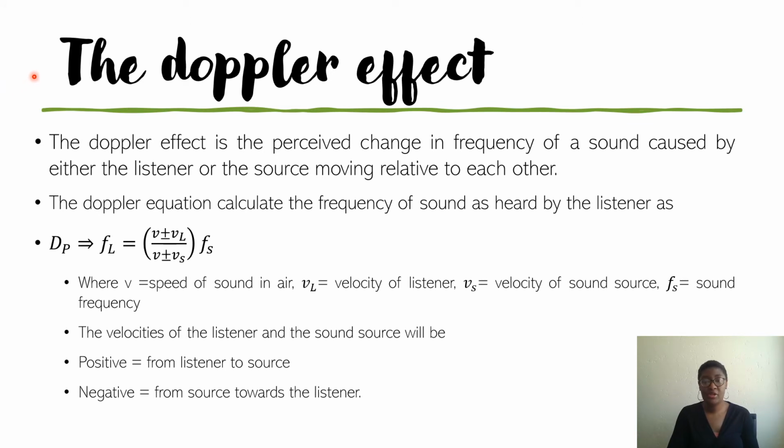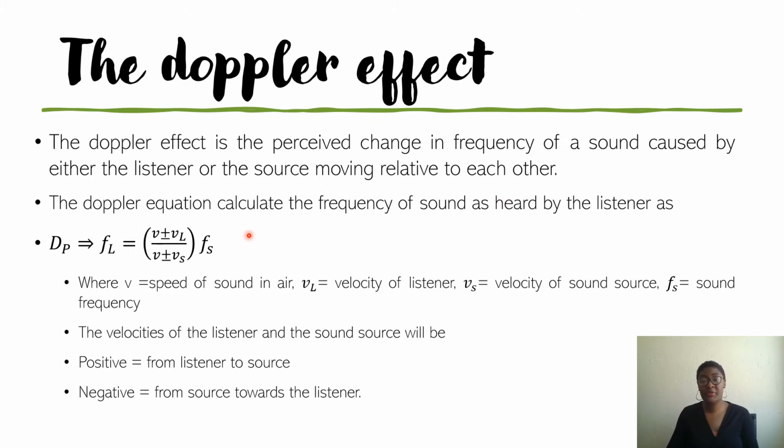The second topic in your term 2 is the Doppler effect. If you are asked to define the Doppler effect, please make sure that you use the correct terms. One simple way is to say the Doppler effect is the perceived change in frequency of a sound that is caused by either the listener or the source moving relative to each other. It's very important because it is based on how the sound is moving either towards or away from the listener, or the listener is moving either towards or away from a sound source. So you have to mention that this is relative to each other.